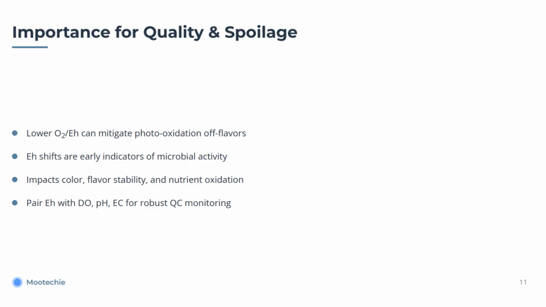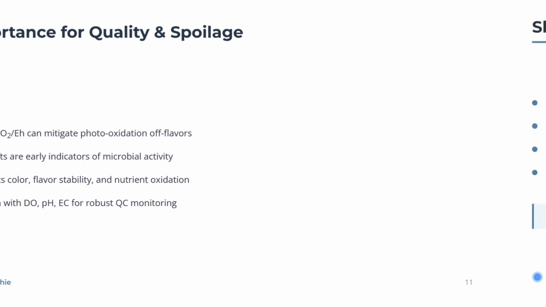Coming up, we'll see the importance for quality and spoilage. Maintaining lower oxygen and EH levels can help mitigate off flavors caused by photooxidation. Shifts in EH serve as early warning indicators of microbial activity. The redox potential impacts color, flavor stability, and the oxidation of nutrients. For robust quality control, it's best to pair EH measurements with other data like dissolved oxygen, pH, and electrical conductivity.